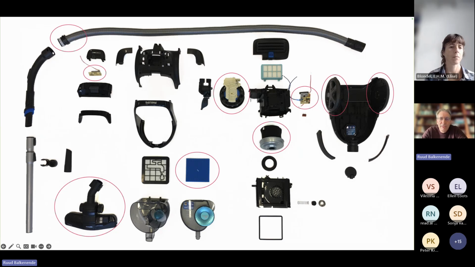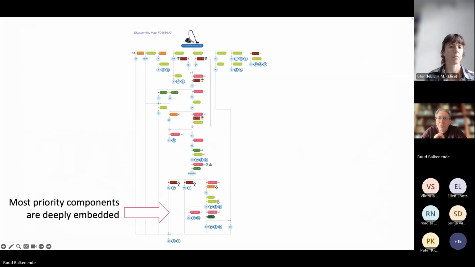Where do we find these in the product? Well, some of them, as you can see, at the top, but also quite a lot at the very bottom. These are anyhow laborious to reach, even if all connections would be easy ones, which is not the case. So, how to deal with this from a design perspective?